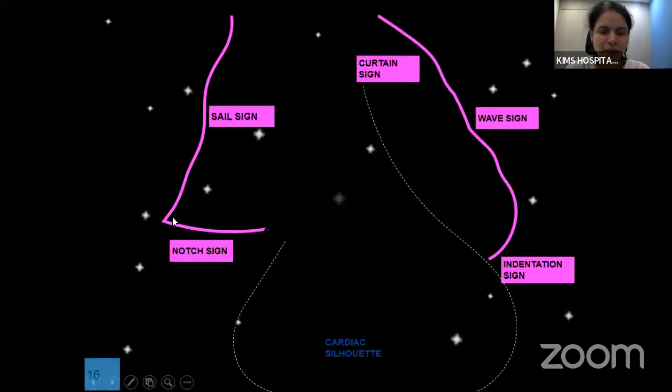So when we look at the right border of the thymus, we may often see the sail sign, which resembles the sail of a ship. The notch sign, particularly, can be appreciated at the right inferior aspect of the thymus, which gives us the appearance of a notch. The left border of the thymus often appears to have a number of wavy undulations, often called the undulating wave sign, and it may indent with an obtuse angle at the level of the cardiac silhouette, and this is called the indentation sign.